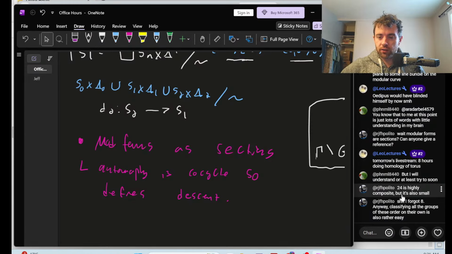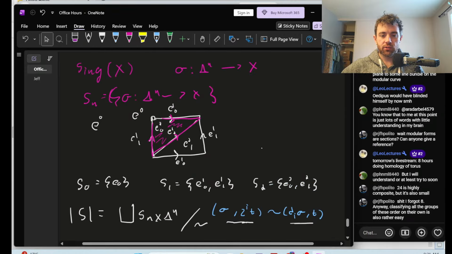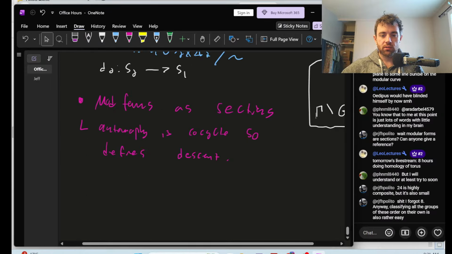But you will understand, or at least try to soon. 24 is highly composite, but it's also small. Yeah, you forgot 8. Classifying all the groups of these orders on their own is also rather easy. Is it? Of order 8, yes. Of order 8, yes, but I don't know.